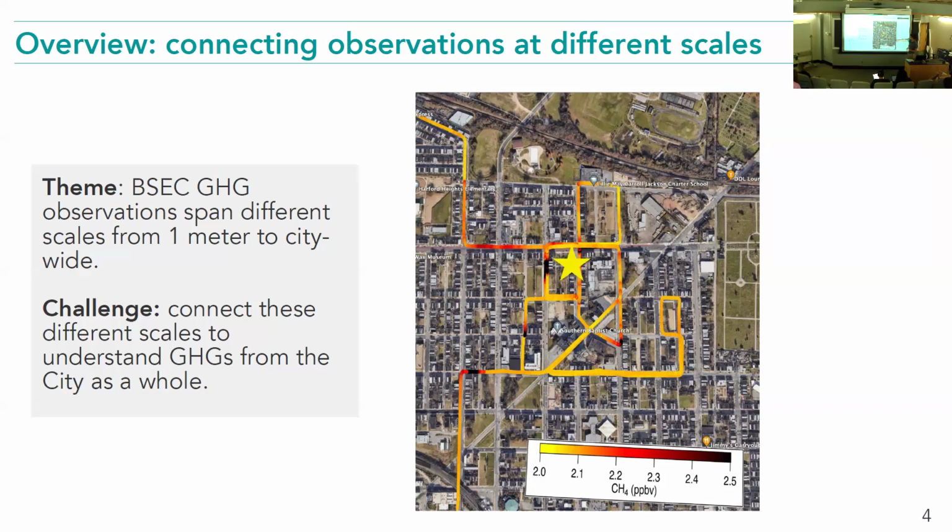And here are some observations that Pete DeCarlo's group took of methane across Baltimore. And I think this really highlights that heterogeneity. Most of this methane is coming from leaks from natural gas infrastructure. And you can see that in aggregate, we want to know how leaky infrastructure is across the city. But there's a lot of heterogeneity in these leaks from one block to another or one street to another.